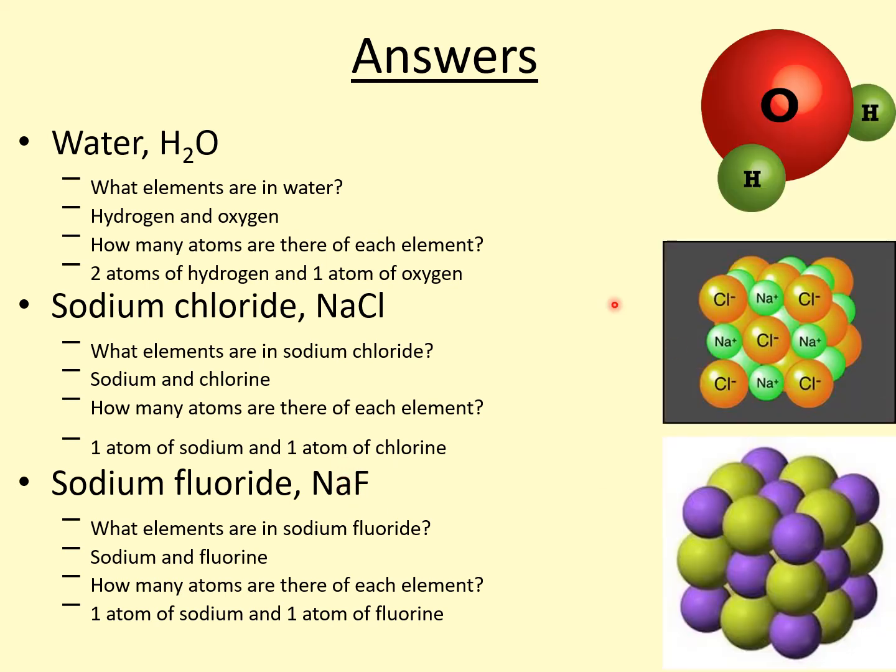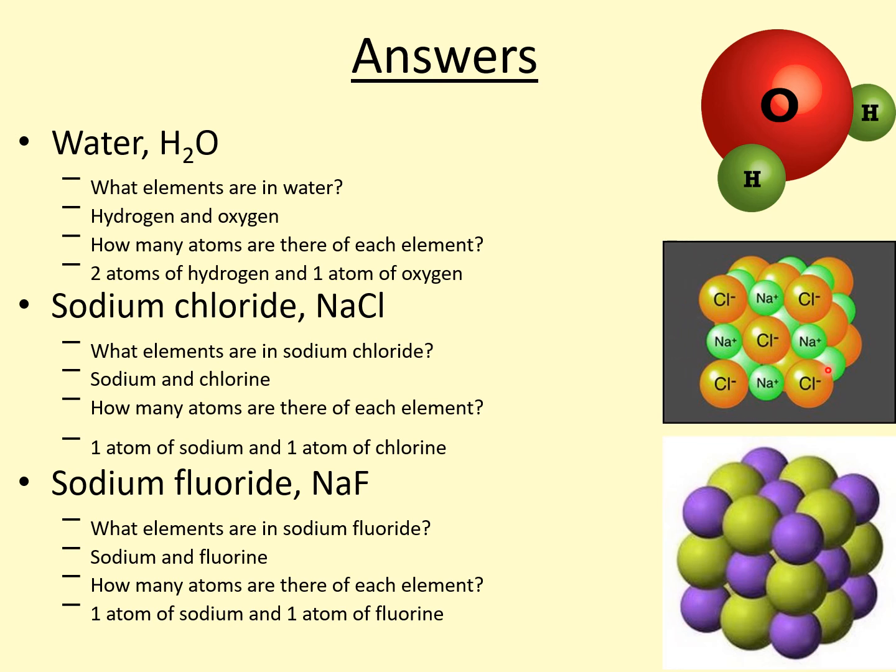Here's some diagrams of those things. So water, we've seen it loads of times. We've got 1 atom of oxygen chemically joined, to make it a compound, to 2 atoms of hydrogen. Here, these are in fact ions, which we'll come on to again in Year 9, so this is a little preview. We've got sodiums in green, and chlorines in orange, and overall, there's a 1-to-1 ratio.